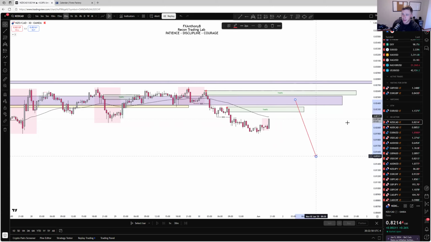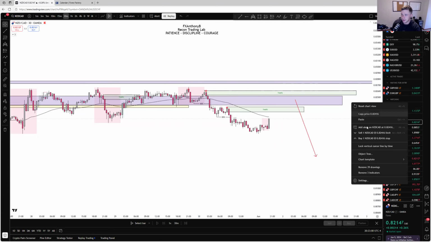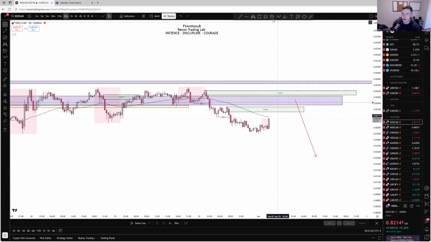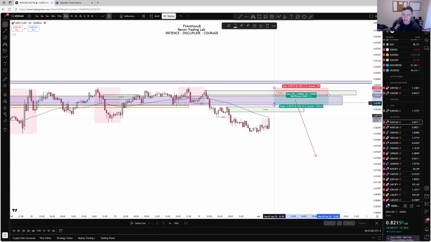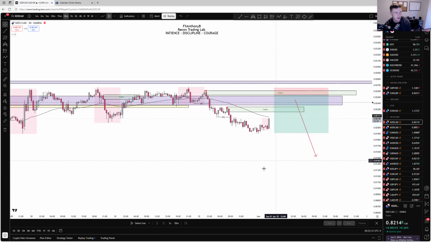So personally, I am more excited to see price come all the way up into here, and then I'm going to snag this beautiful sell. We're going to extend it just a bit bigger. And then we're just going to go all the way to the lows and hopefully snag a 1 to 5 on this trade. So this is going to go waiting for an entry.